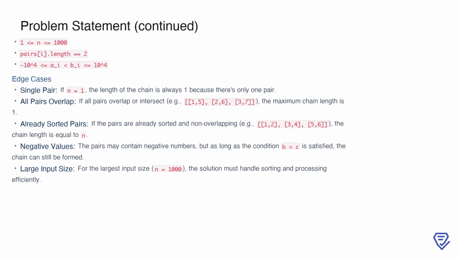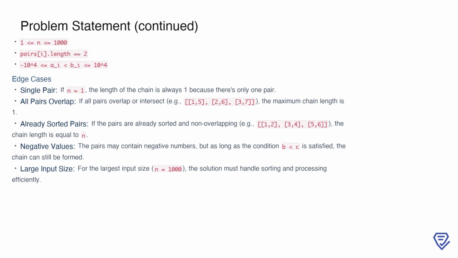Finally, let's review the constraints and edge cases. The number of pairs, n, can range from 1 to 1000. Each pair consists of exactly two integers, A_I and B_I, where A_I is strictly less than B_I, and their values can range from -10,000 to 10,000. Now, for edge cases, if there's only one pair, the chain length is always 1. If all pairs overlap, like in 1, 5, 2, 6, 3, 7, the maximum chain length is also 1 because no pair can follow another.